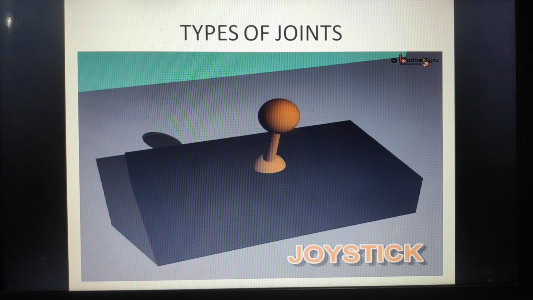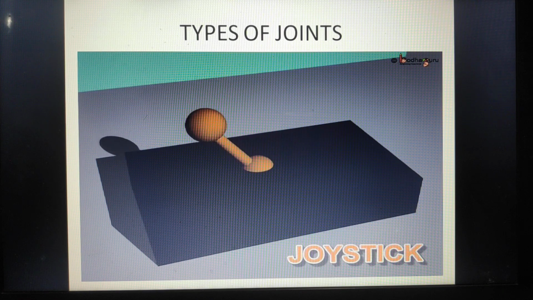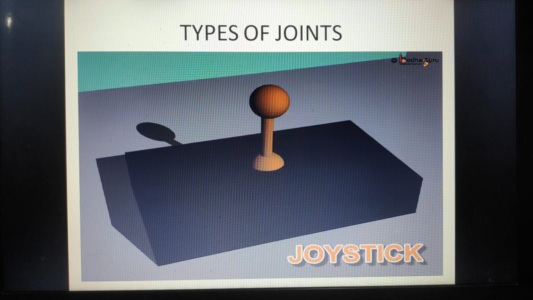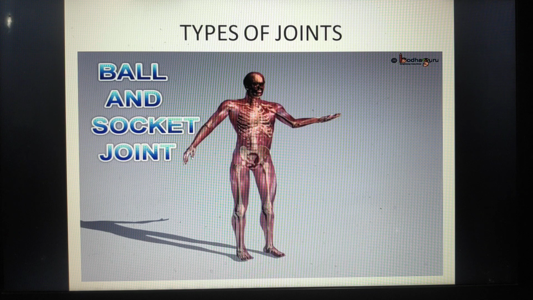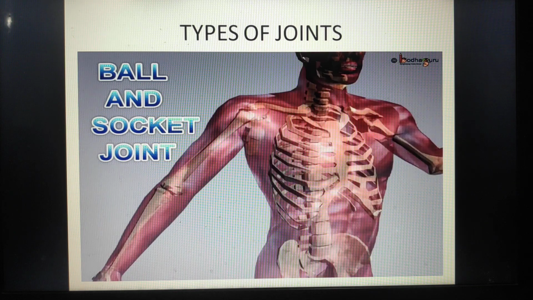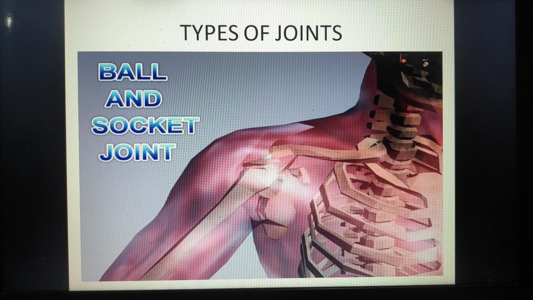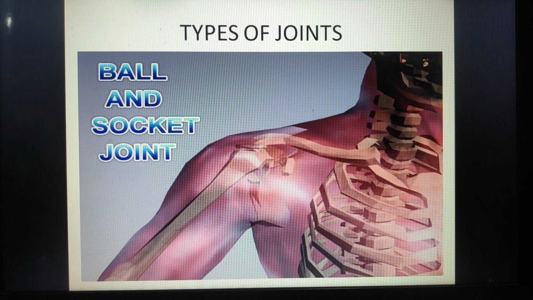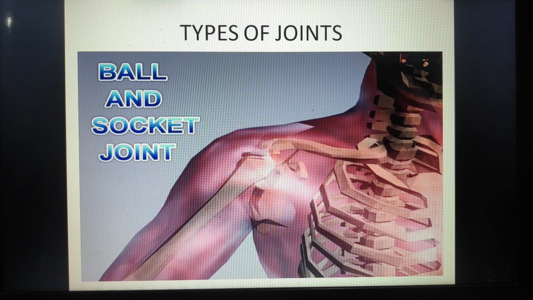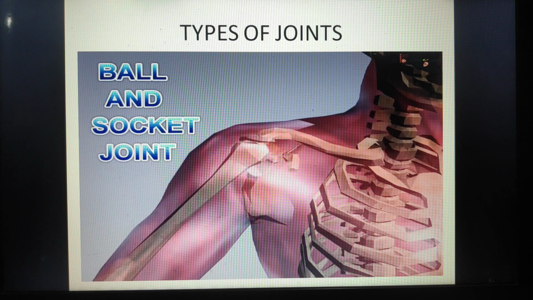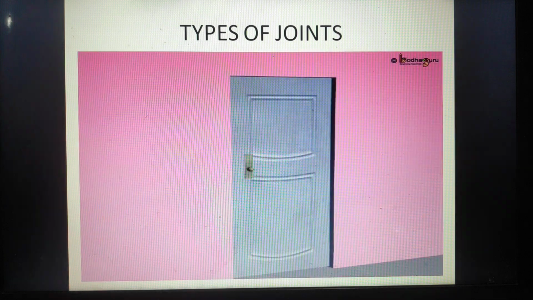Let's see the ball and socket joint. It allows the maximum movement. The round end of one bone fits into a hollow part of another bone, hence the name ball and socket joint. Hip joint and shoulder joint are examples of the ball and socket joint. In cricket, while bowling, the bowler swings his hand freely around his shoulder.